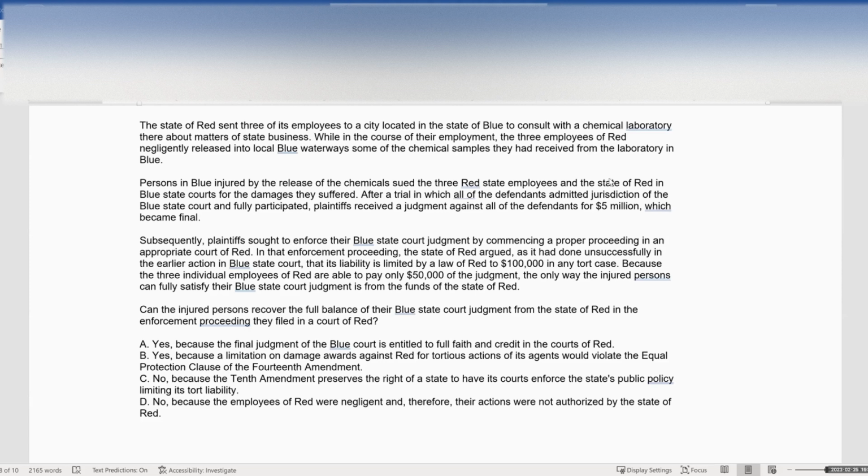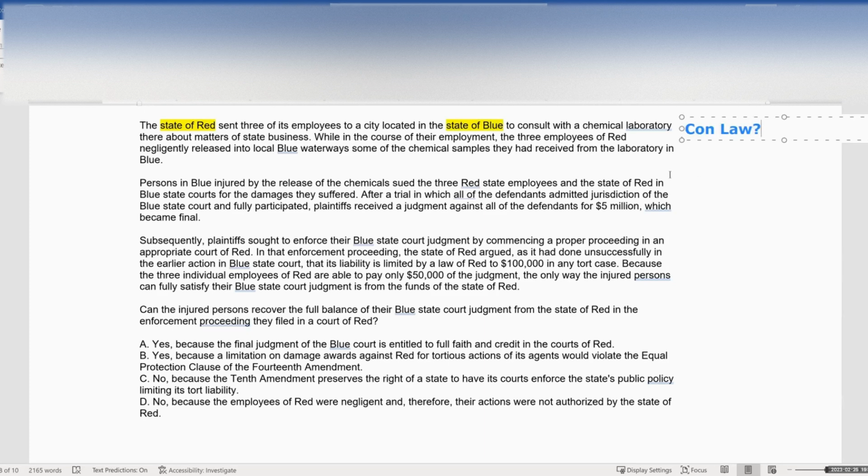Now we will go through the fact pattern first, then go to the call of the question, then the answer choices. The fact pattern goes, the state of red sent 3 of its employees to a city located in the state of blue to consult with a chemical laboratory there about matters of state business. With this fact pattern, I'm seeing state of red and then state of blue. That is an indication that it's probably a constitutional law question.